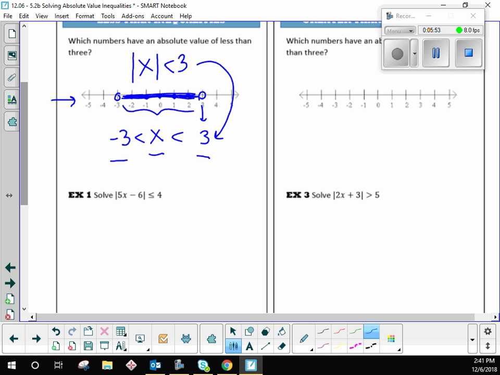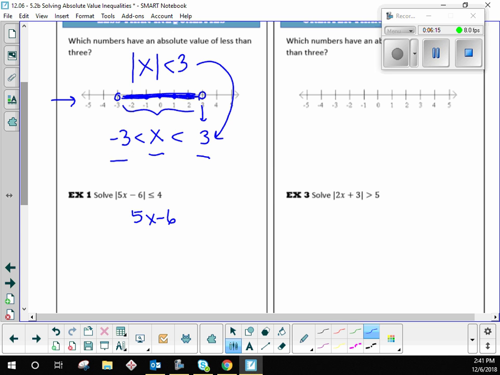So in this first example here, if I did something similar, I'm going to take out the stuff in the absolute value. What is that stuff? I'm taking it out. What's in there in example 1? What's inside? 5x minus 6. Write that down. 5x minus 6. So we're taking, here was x, here it's 5x minus 6.